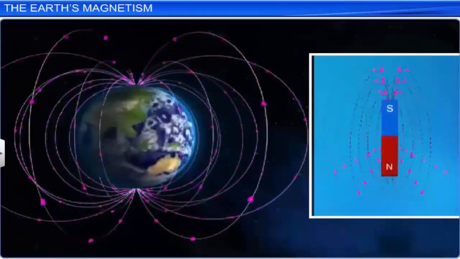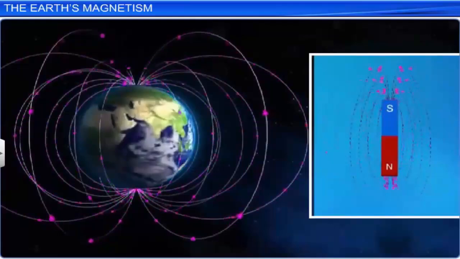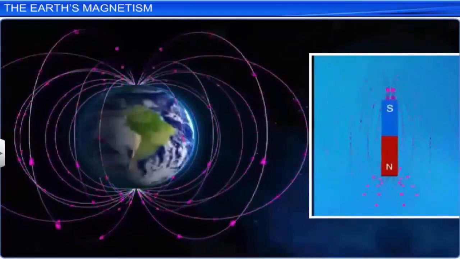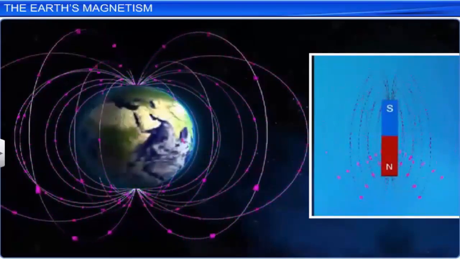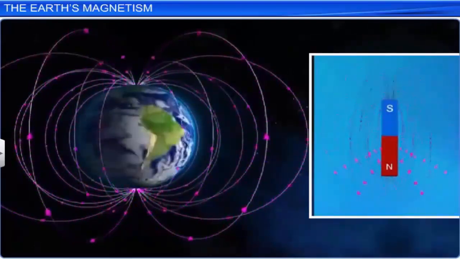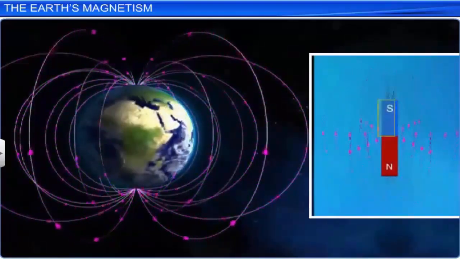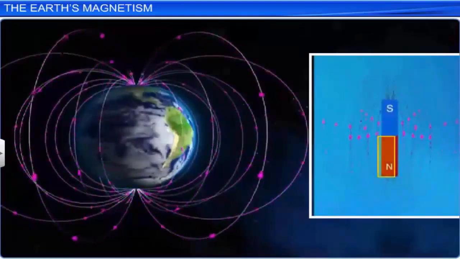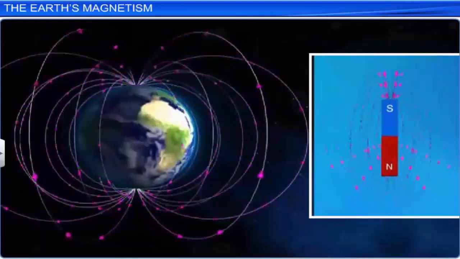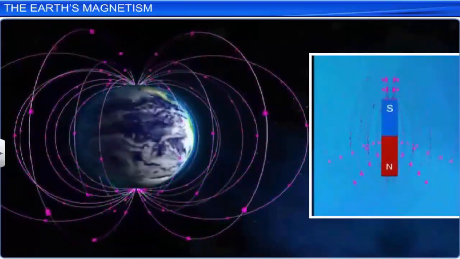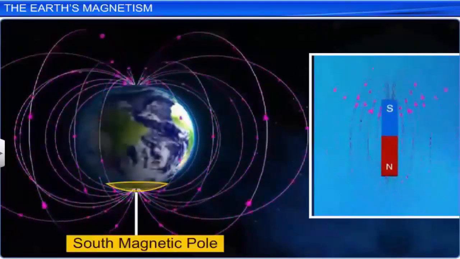When compared with the magnetic field lines of a bar magnet, this nomenclature of the magnetic poles of the Earth creates confusion. This is because, for the bar magnet, the field lines enter the magnet at its south pole and leave the magnet at its north pole. Whereas, for the Earth, the field lines go into the Earth at its north magnetic pole and come out of the Earth at its south magnetic pole.